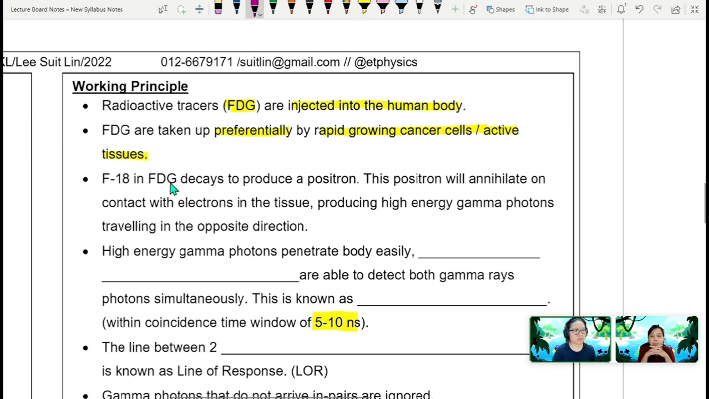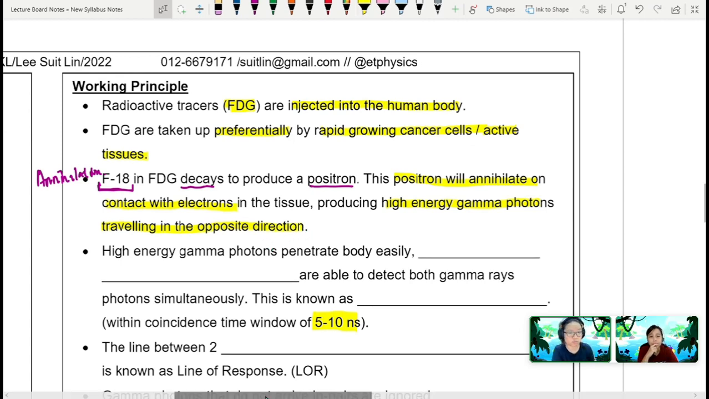And the important thing here is also to mention the annihilation process. The annihilation process here is when the fluorine-18, the spy compound, basically not FDG actually, decays to produce a positron. We have learned this in the previous video. This positron will annihilate on contact with the electrons, producing two high energy gamma photons traveling in the opposite direction. So remember, you can be asked to explain a little bit more about the annihilation process. For example, why do they travel in the opposite direction? Where is the energy of the gamma photon coming from?